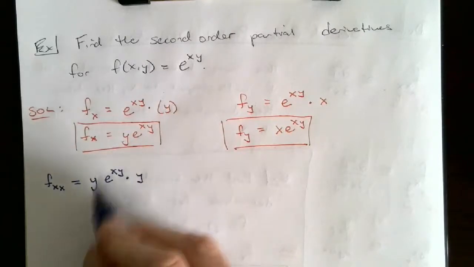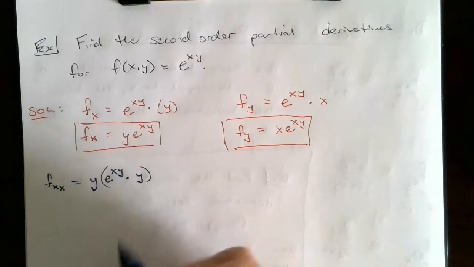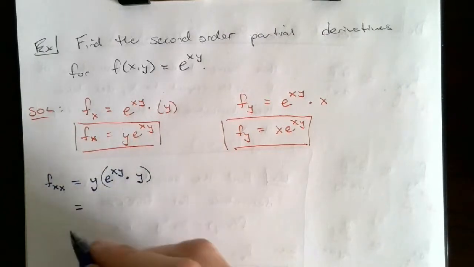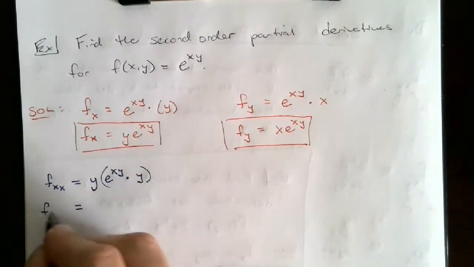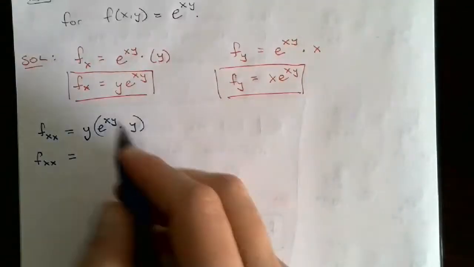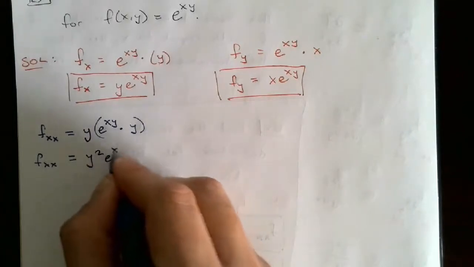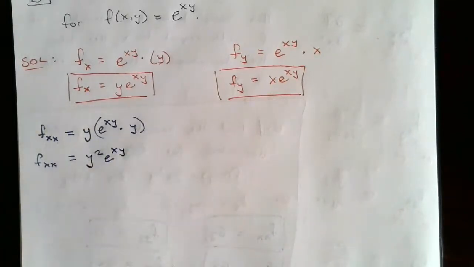Alright, so this was the y in front times the derivative of the function. And if we wanted to simplify that, we would have the second order derivative with respect to x equal to y times y, which would be y squared e to the xy.